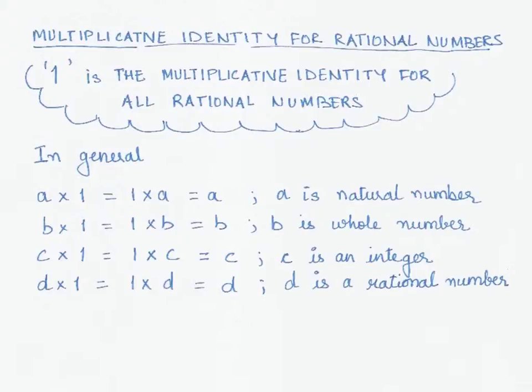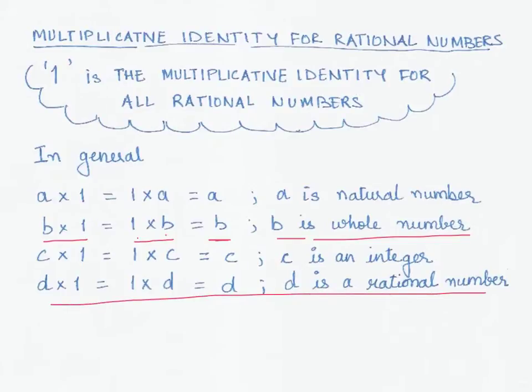Let's take an example here. Let's say that b is a whole number, and if I multiply b by 1, or 1 by b, I get b back. So multiplying b by 1 does not make any change to the original whole number b, and therefore we say that 1 is a multiplicative identity for whole numbers. The same thing applies for rational numbers as well.